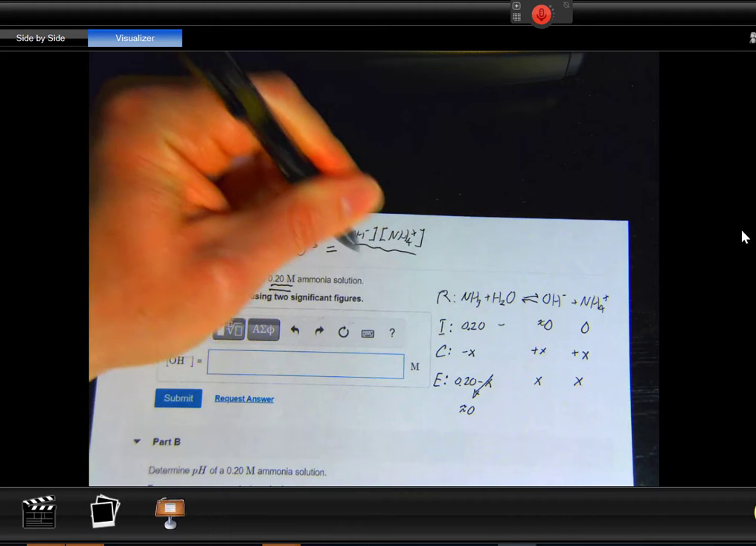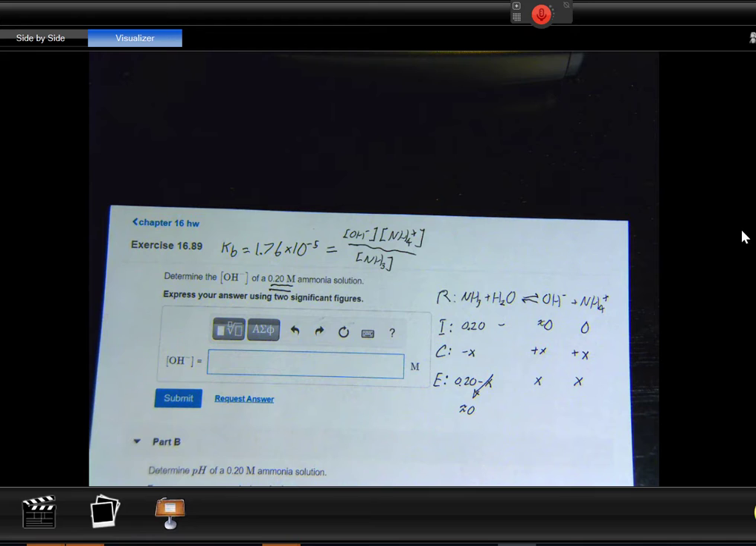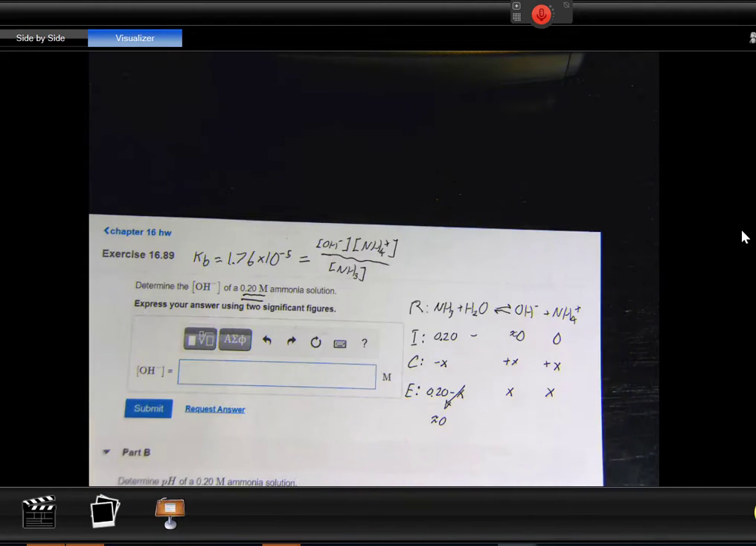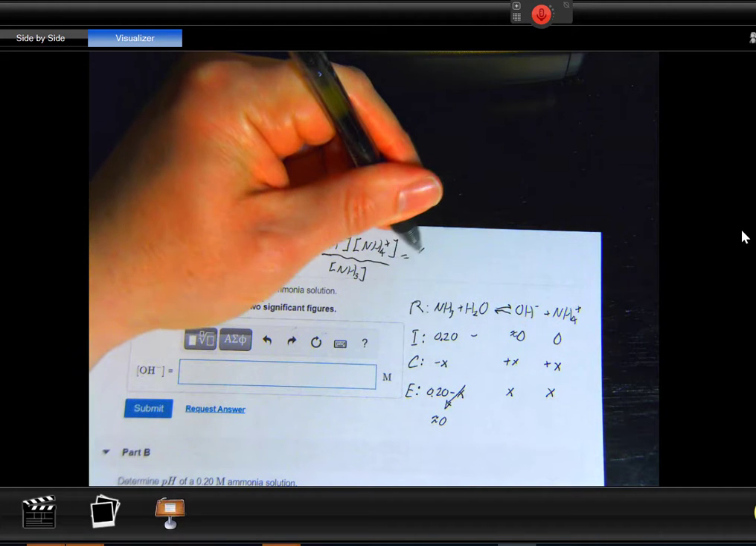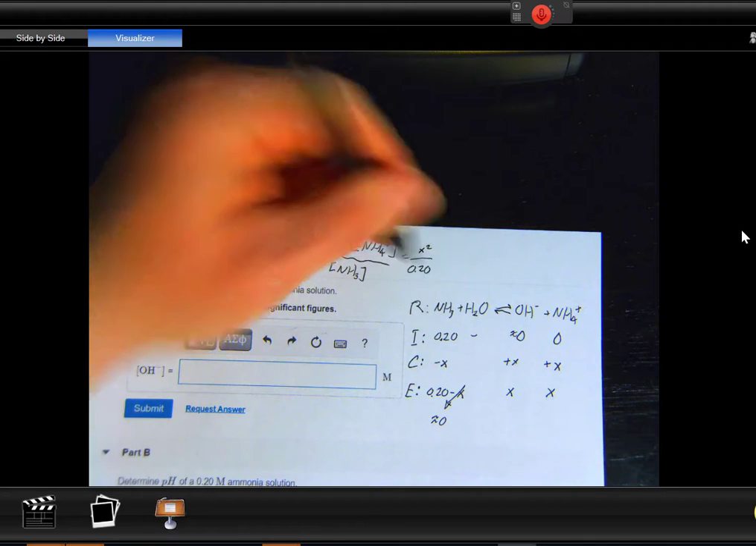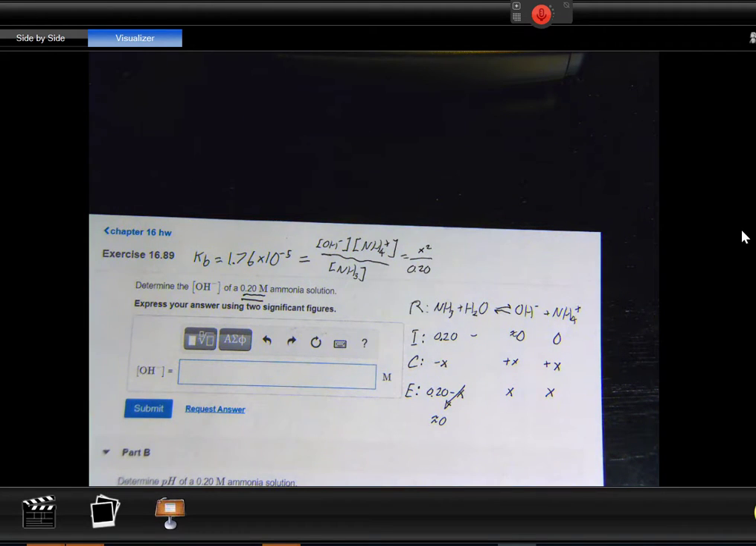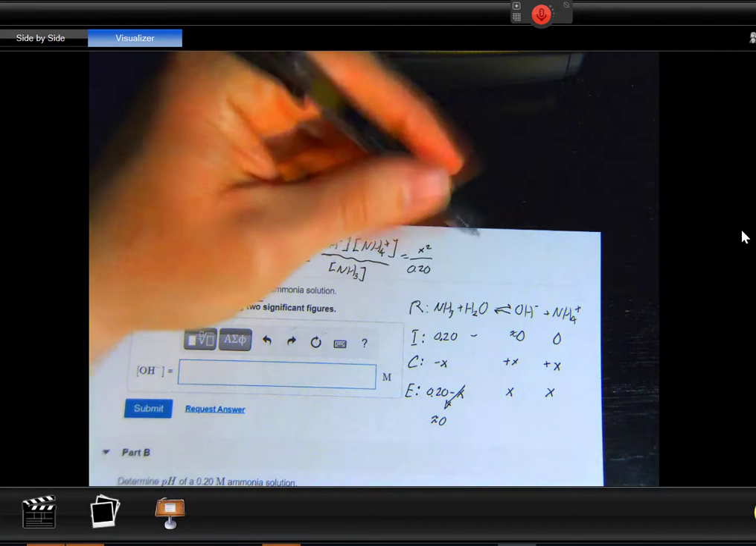And divided by the reactant. Okay. And then we put in what we have. So we have x squared divided by 0.20. And then what we're going to do is solve for x.